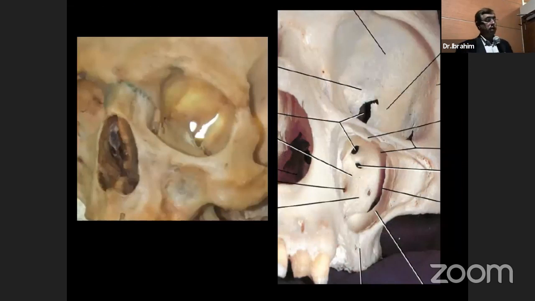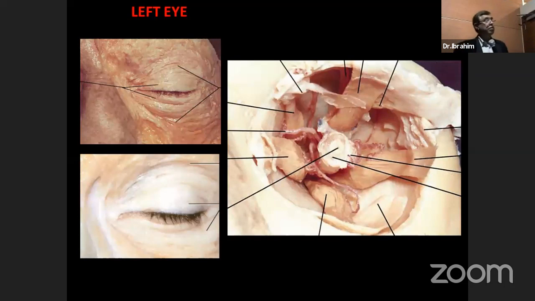So here we are seeing the optic canal and the superior orbital fissure. And this is the maxilla. If you take the maxilla out, the anterior wall, then you'll see the rest of the superior orbital fissure. And you'll see the foramen rotundum, and you'll see immediately the foramen for the vidian canal. We're looking at the left eye. Why did I choose the left eye? Because we're talking about left eye pathology, the patient with left eye pathology.